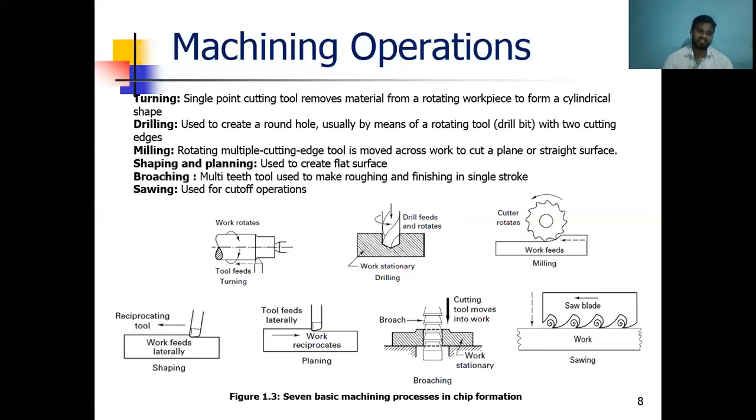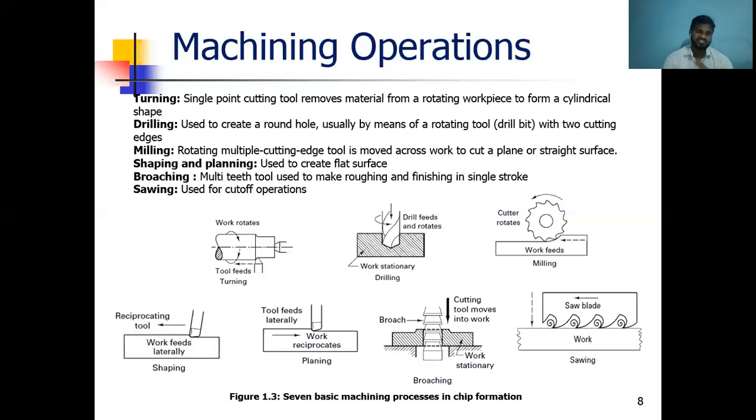The next one is milling. It means a rotating multiple cutting edge tool. It is a sharpened solid edge tool that is moved across the work to cut a plane or a straight surface. Milling is nothing but a number of straight cutting edges continuously removing the material from the workpiece. So it is used to form a straight surface, right?